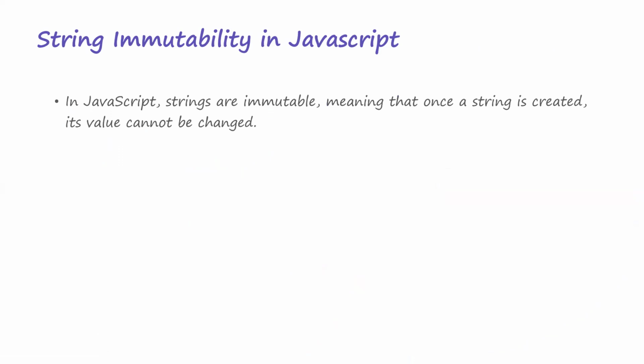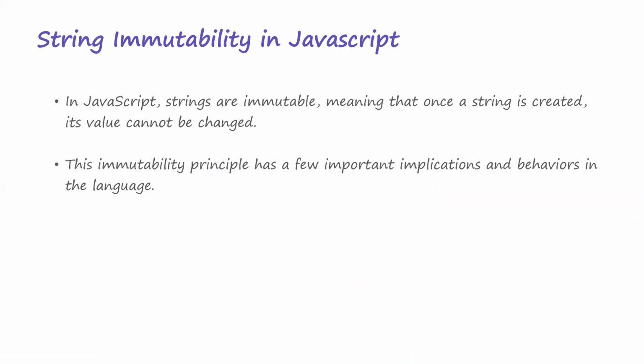So in JavaScript, strings are immutable, meaning that once a string is created, its value cannot change. Once you create a string, its value cannot change. The immutability principle has a few important implications and behaviors in the language. If you understand this very well, you're going to work with strings well and write better code. So, strings are immutable. It means that once you create a string, the value cannot be changed.